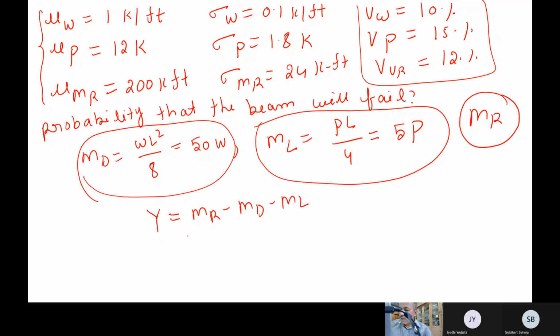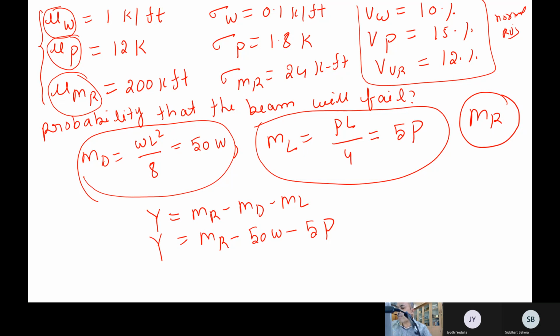So it's just straightforward. You substitute all those variables. So MR will be there, MD is 50 times W, and ML is 5 times P. So this is my Y. Now here we are saying, what type of random variables are these? We have said that these are all normal random variables. So load is a normal random variable, P is also a normal random variable, moment of resistance is also a normal random variable.